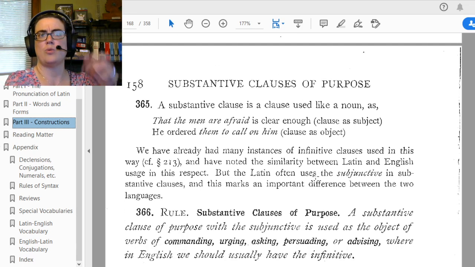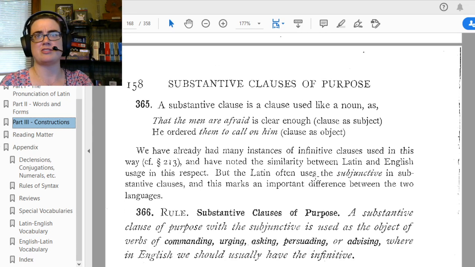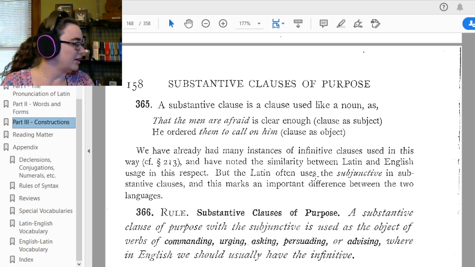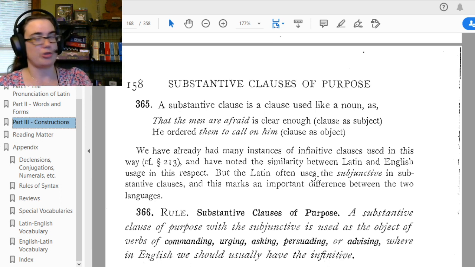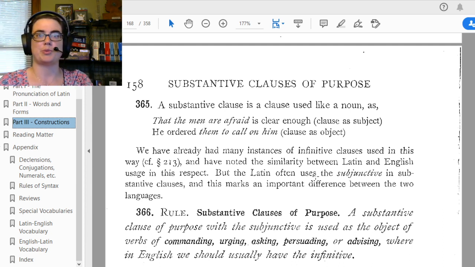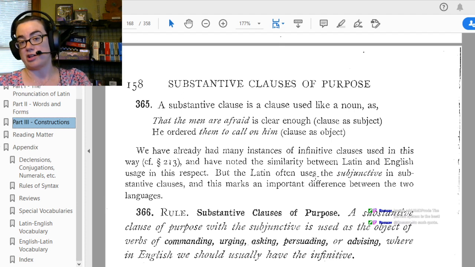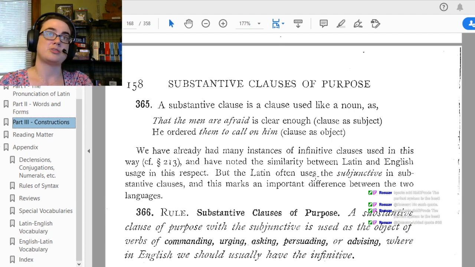So, what the heck is a substantive clause of purpose? Which is our final topic today, apparently. That's an excellent question, although if Punch doesn't get back when I finish, maybe we'll do one more. I've never heard of a substantive clause of purpose before, so I'm going to learn this too. A substantive clause is a clause used like a noun.